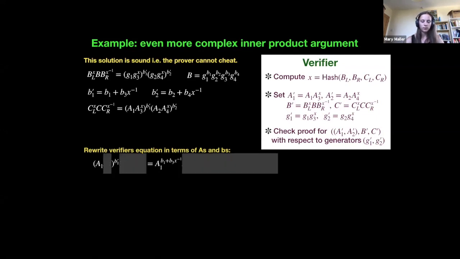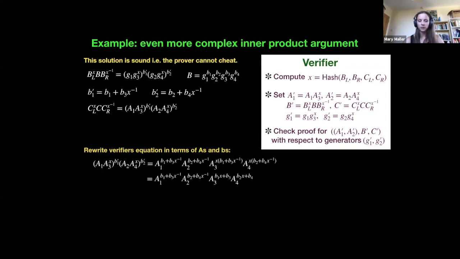So again, to see that this is done correctly, if we just look at our A1 terms, where we have A1 to the power of B1 dash, we have an exact equation for B1 dash, so we just sub that in. We have an exact equation for B2 dash, so we just sub that in for A2. For A3, this now is A3 to the x to the power of B1 dash, so we just have to multiply our equation for B1 dash by x. And similarly for A4, we have to multiply our equation for B2 dash by x. And that gives us our equation.